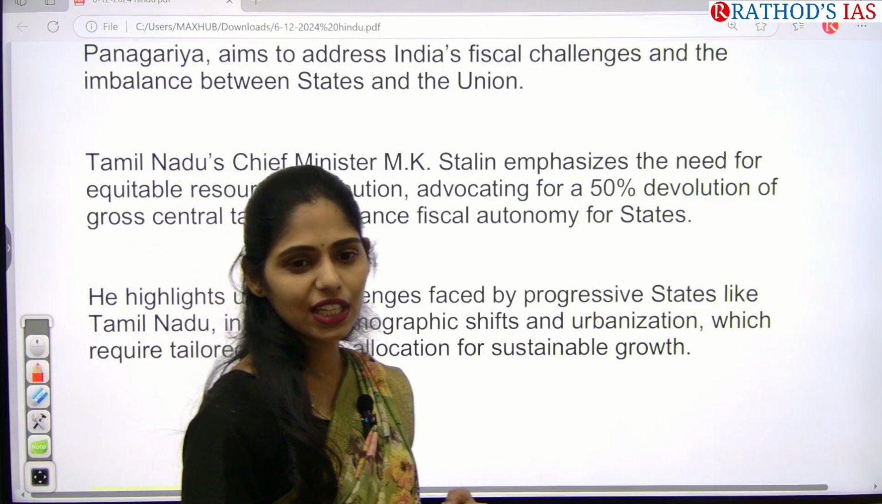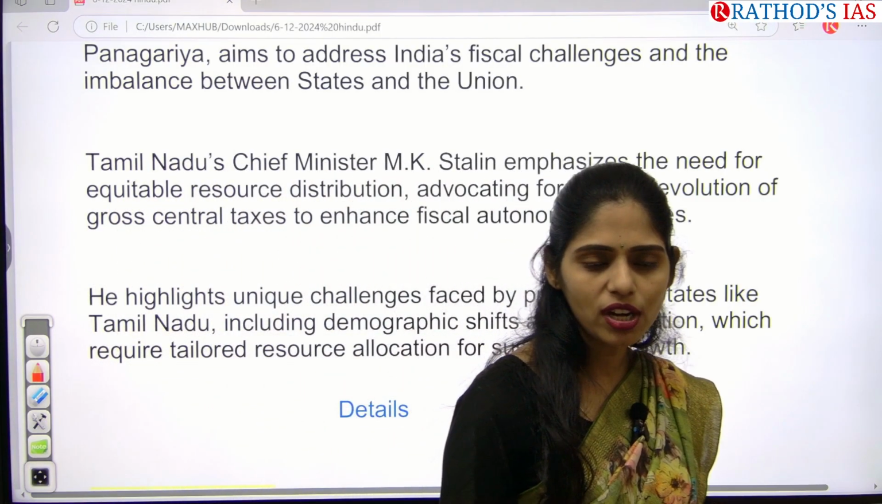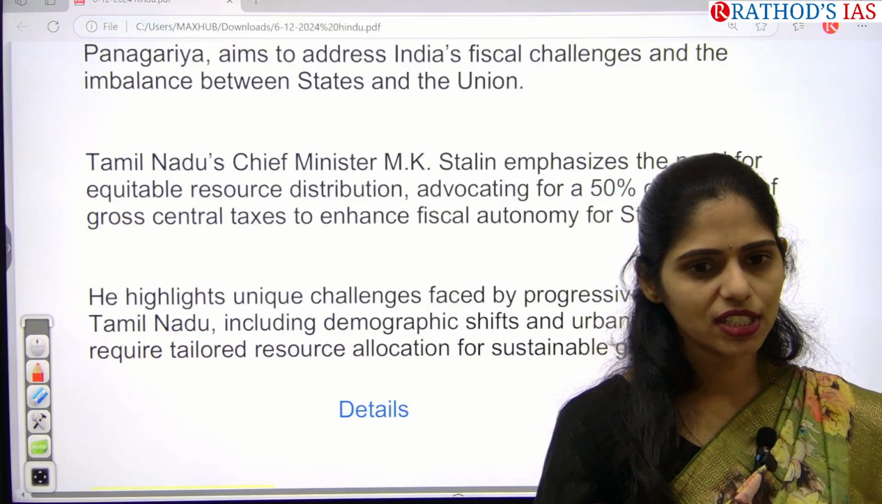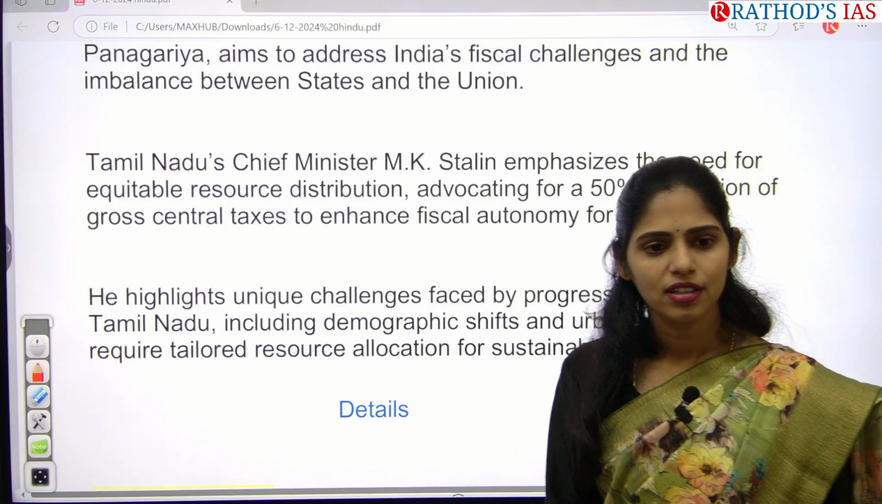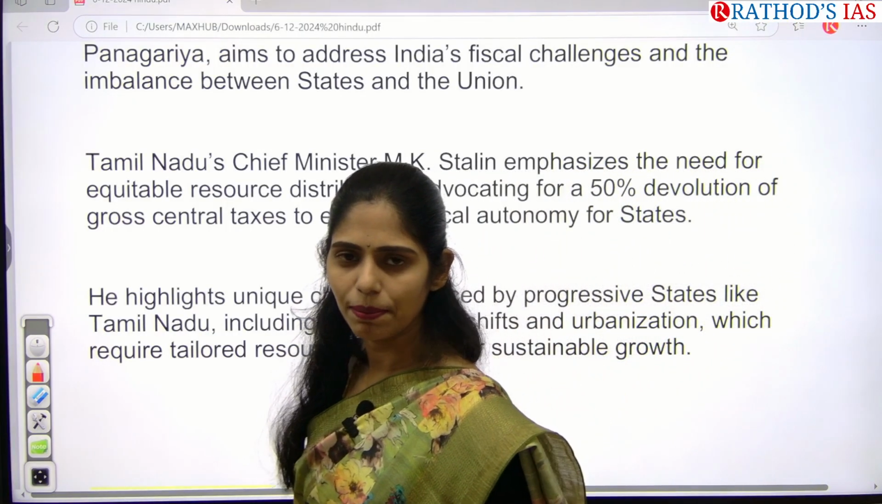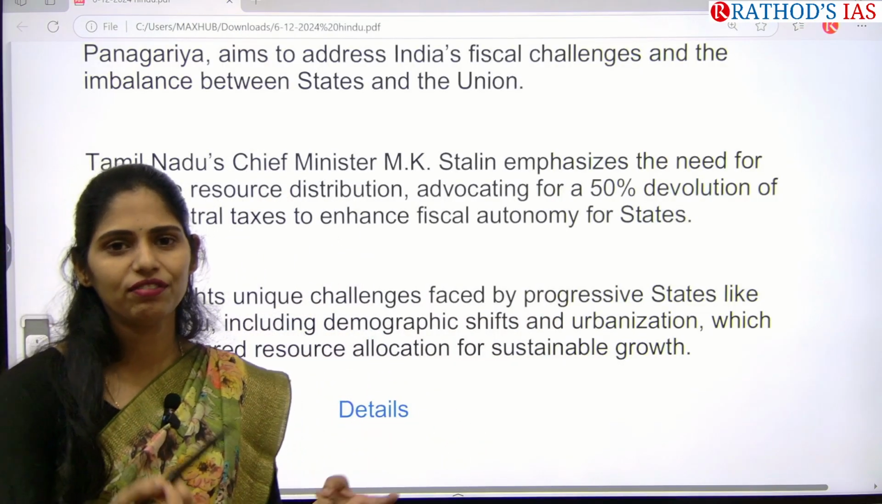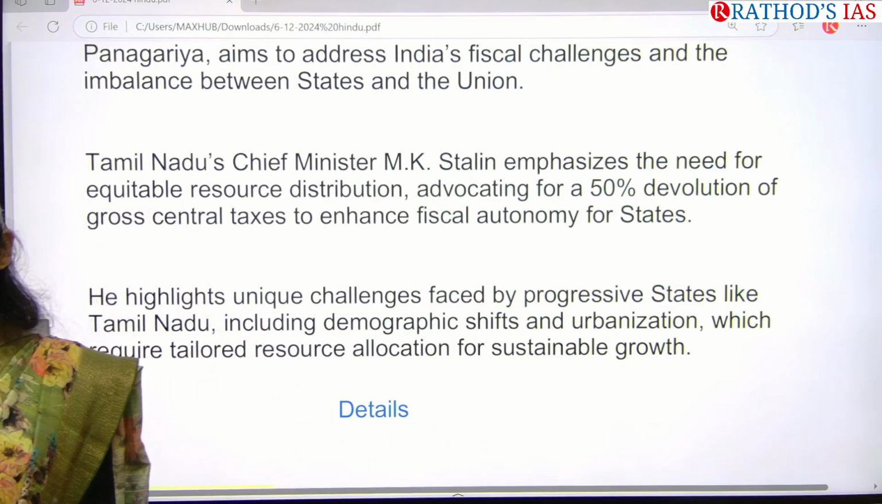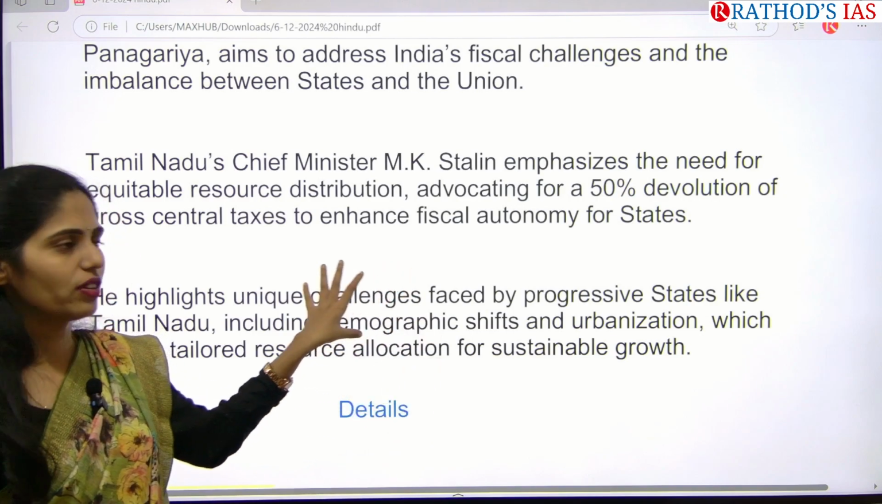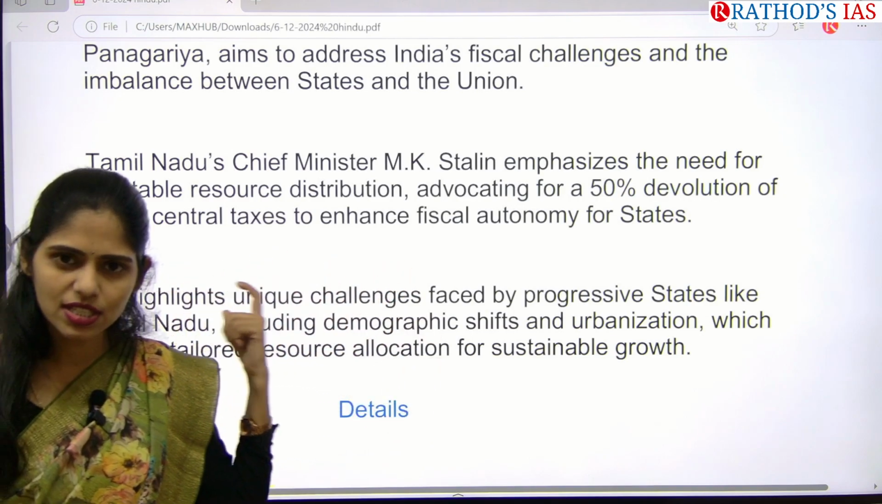So whenever the number of old age people increases, there will be an increased burden on the government, because they have to give pensions to these old age people, as well as healthcare benefits, insurance, and social sector schemes like that. So because of this, there will be an increased burden on the state of Tamil Nadu.